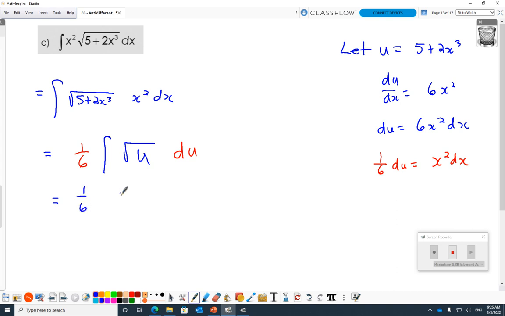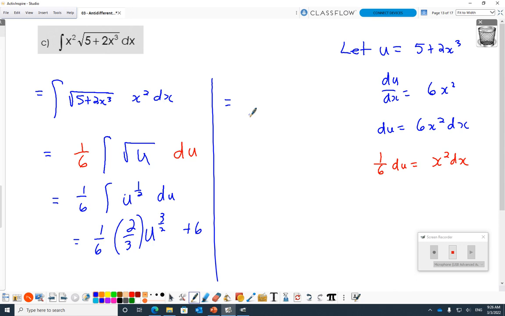I need to go u to the 1/2. Well, this is a lot like the previous one, isn't it? It's a u to the 1/2 again. 1/6. Let's see. Increase the exponent by 1, then divide by 3/2, I guess. But that's not the way I think about it. I just go, okay, if 3/2 is going to get multiplied here, what I really need is 2/3 there waiting for it, so that it comes out to 1 and stays what I want it to be. And then a plus c. I'll draw a little line here because I have to go a little farther. 1/6 times 2/3 is 2/18, which is 1/9.